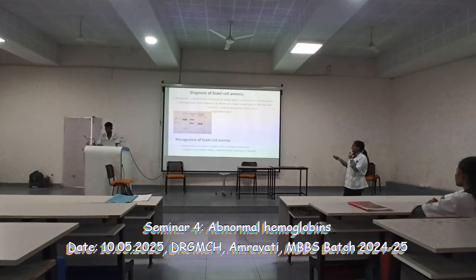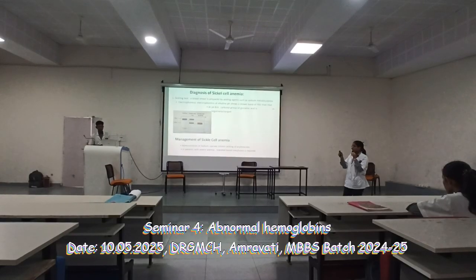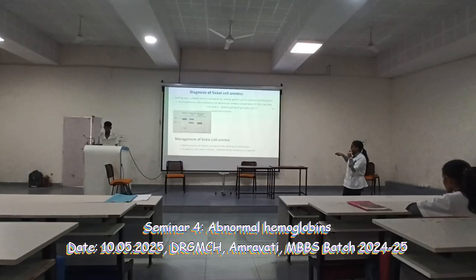Now second, the diagnosis of sickle cell anemia. First is the sickling test, in which a blood smear is prepared by adding agents such as sodium metabisulfite, and the second is electrophoresis. Electrophoresis at alkaline pH shows a slower band of HbS than HbA, as glutamic acid has a negative charge and there is absence of glutamic acid in sickle hemoglobin.